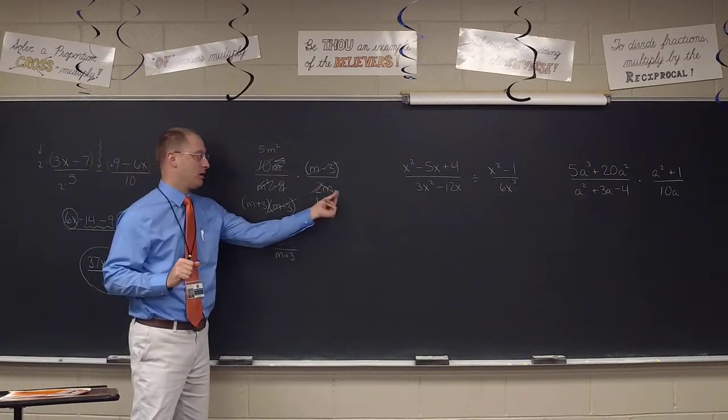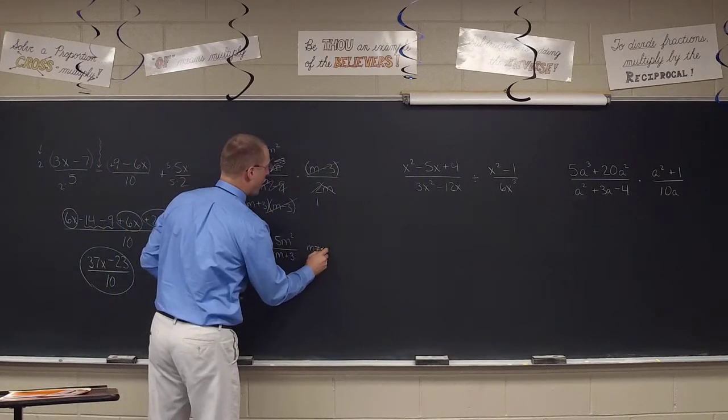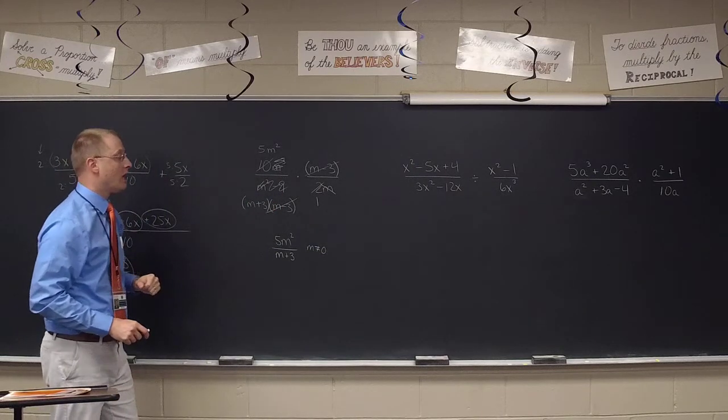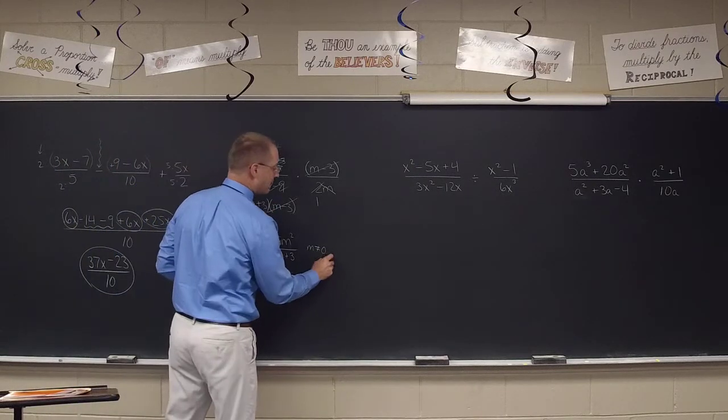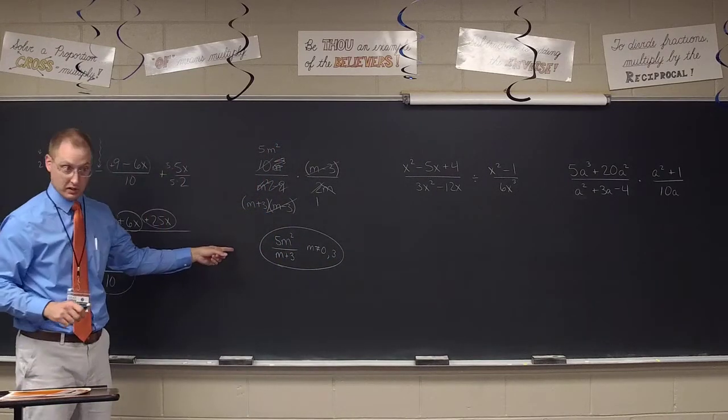And this m disappeared from the bottom. m can't equal 0. Also, m minus 3 canceled out of the bottom. m minus 3 can't equal 0, so m cannot equal 3. So we have a couple of excluded values in our answer if you remember doing this.